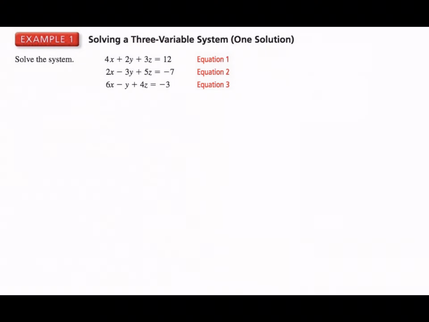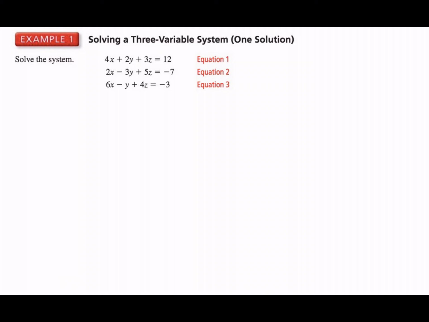Equations with 3 equations. We want to find the solution for x, y, and z. The process I'm going to use is elimination, and we're going to have to do elimination multiple times because now we have 3 equations. So the first variable I'm going to eliminate is the variable x.